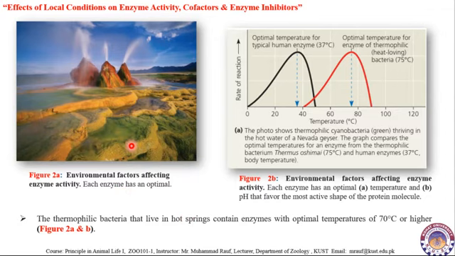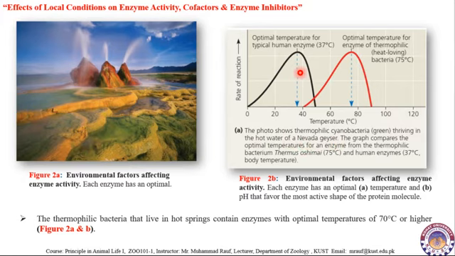Now here is a comparison of the 2 enzymes. One is found in humans, the other is found in thermophilic bacteria, which live in extreme environments. Remember, from the beginning of this course, we studied archaea, which live in extreme environments. So cyanobacteria thriving in the hot water of a Nevada geyser.